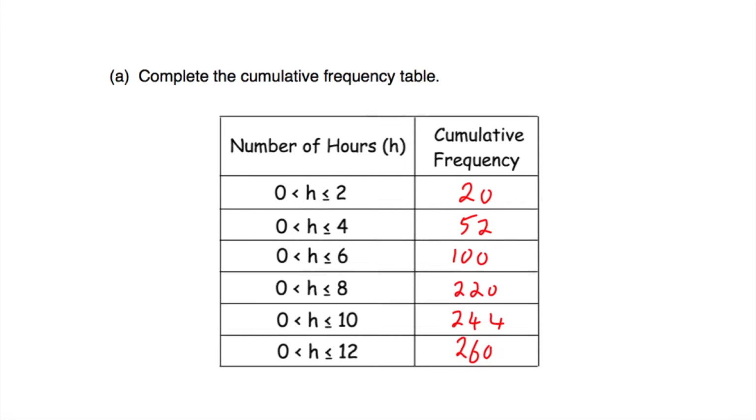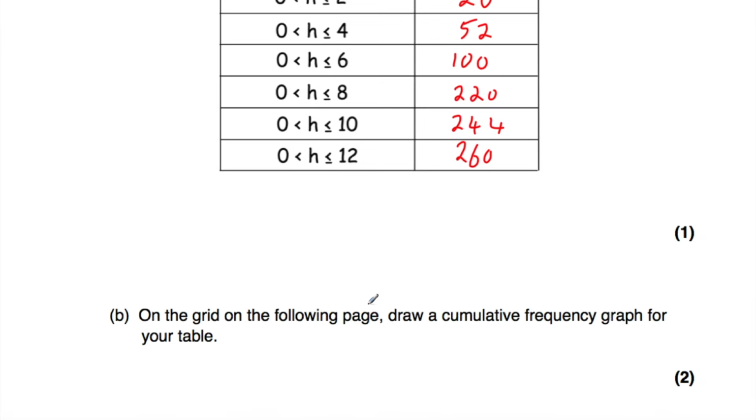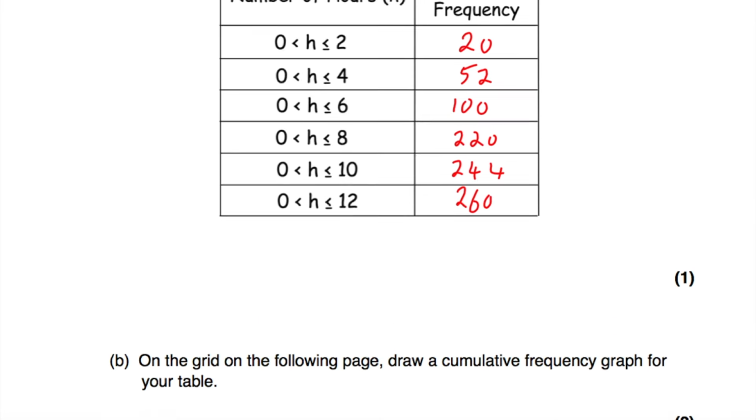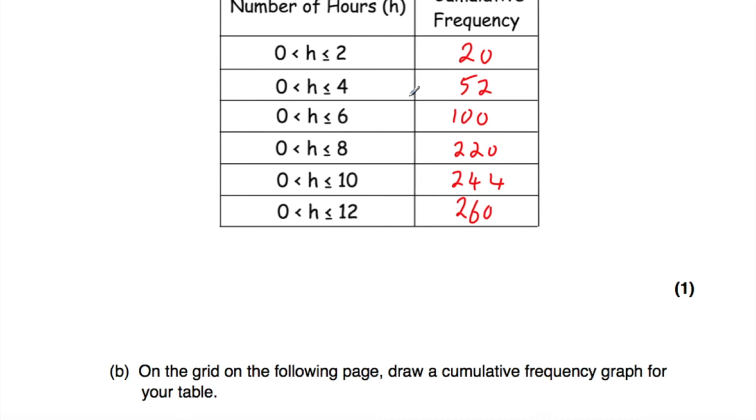And then if we go on down, we've been asked, on the following page, to draw the cumulative frequency curve for this table. So we need to draw the cumulative frequency curve to represent this information. So remember, whenever we're plotting the points for a cumulative frequency curve, we plot the cumulative frequencies at the end of each category. So we're going to go 2 across, 20 up, 4 across, 52 up, 6 across, 100 up, 8 across, 220 up, 10 across, 244 up, and 12 across, 260 up.